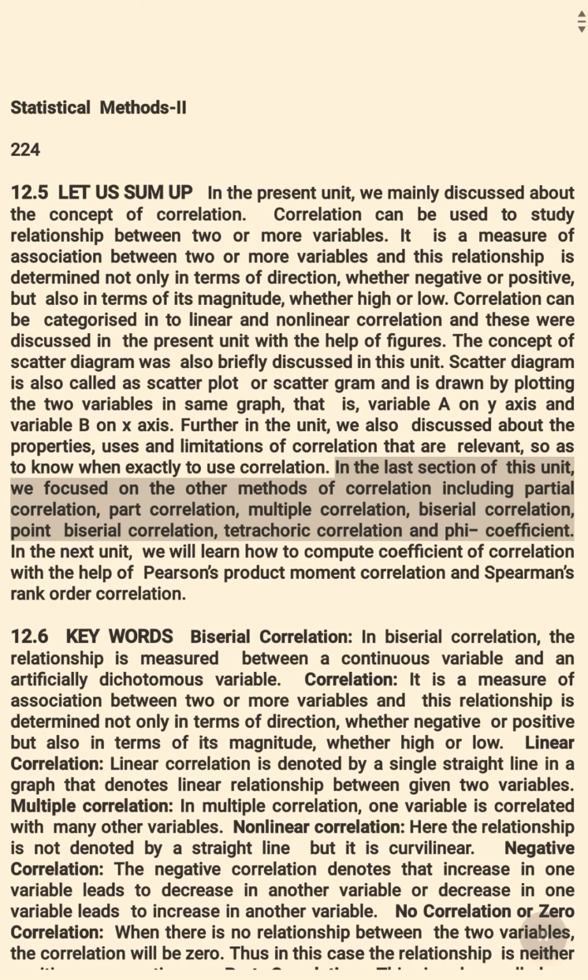In the last section of this unit, we focused on the other methods of correlation, including partial correlation, part correlation, multiple correlation, biserial correlation, point biserial correlation, tetrachoric correlation, and Phi coefficient. In the next unit, we will learn how to compute the coefficient of correlation with the help of Pearson's product moment correlation and Spearman's rank order correlation.